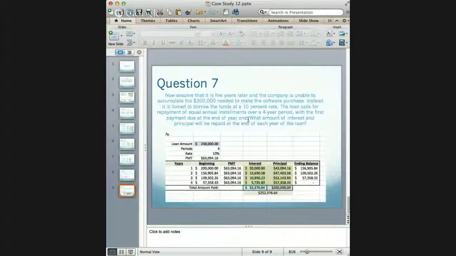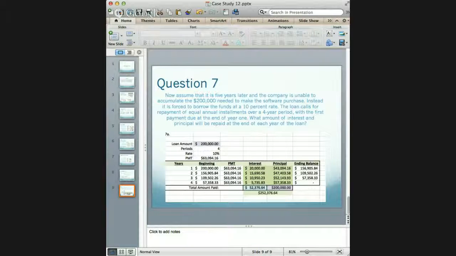So for the last question, now assume that it is year 5. Now assume that it is 5 years later and that the company is unable to accumulate the $200,000 needed to make the software purchase. Instead, it is forced to borrow the funds at a 10% rate. The loan calls for the repayment of equal annual installments over a 4-year period, with the first payment due at the end of year 1. What amount of interest and principal will be repaid at the end of each year of the loan?